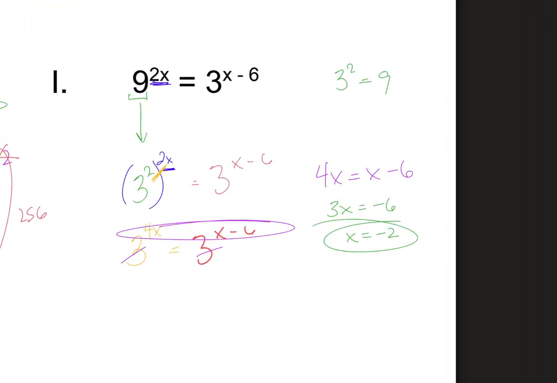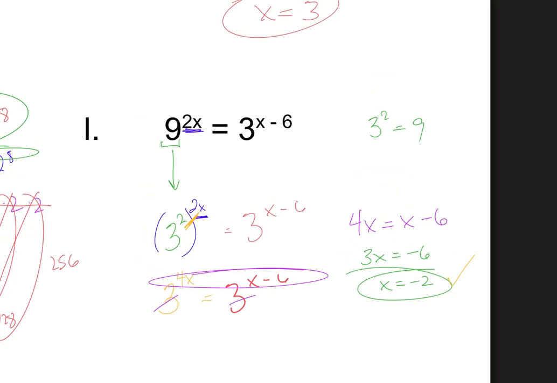In fact, if you really felt the need to, again, you could plug this in. You know, it would be 9 to the 2 times negative 2. 2 to the negative 2 power. And that would be 9 to the negative 4th. Which, yeah, you could flip that if you just felt you had to, but I'm not going to do that. So if you put a negative 2 here, you get 3 to the negative 2 minus 6. Well, that equals 3 to the negative 8th.